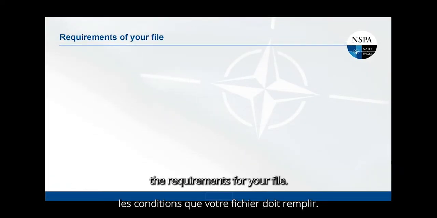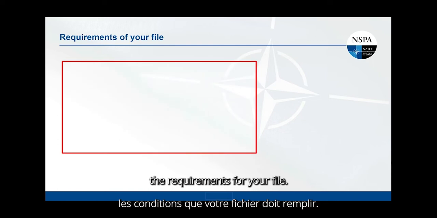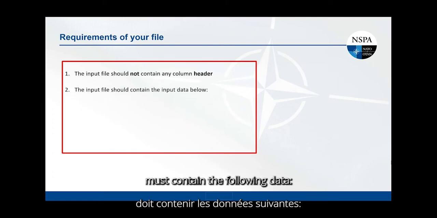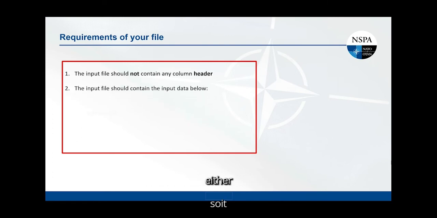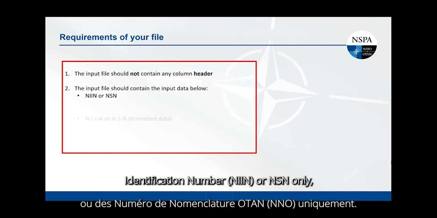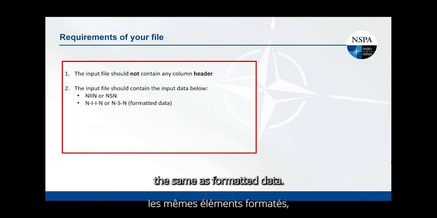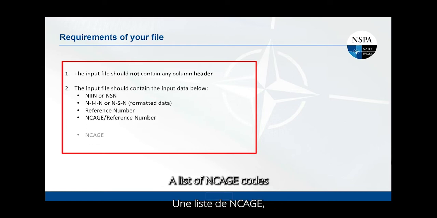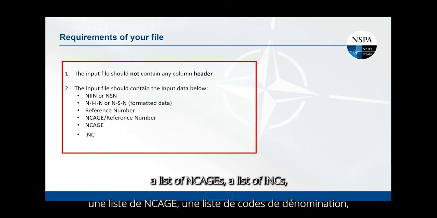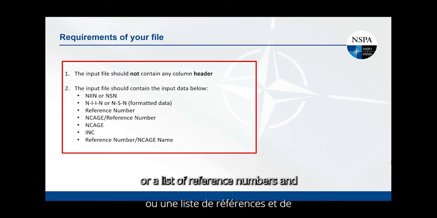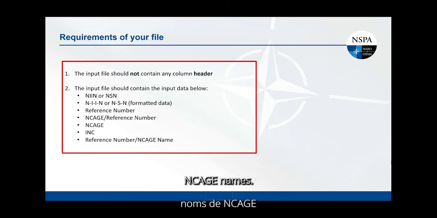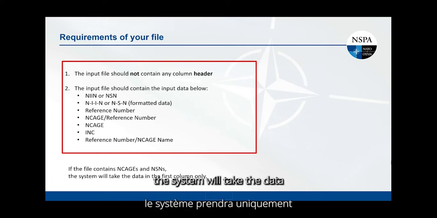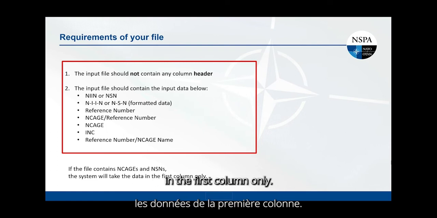Here are the requirements for your file. It shall not contain any header. The input file must contain the following data: either a NATO item identification number or NSN only, the same as for metadata, a list of reference numbers, a list of NCAGE codes and reference, a list of NCAGE, a list of INC, or a list of reference number and NCAGE names. Note, if the file contains NCAGEs and NSNs, the system will take the data in the first column only.